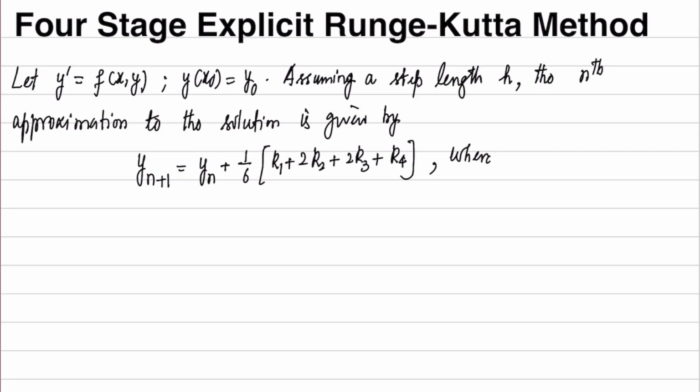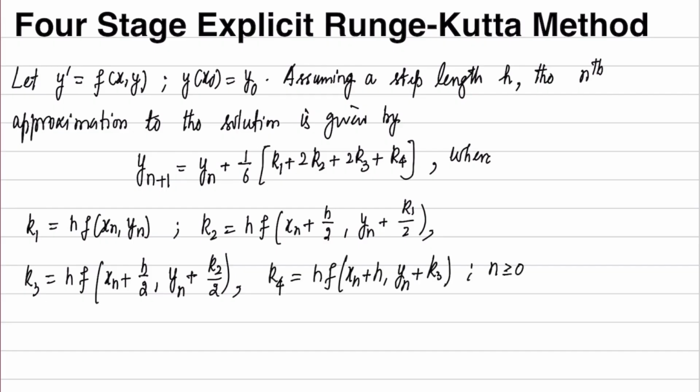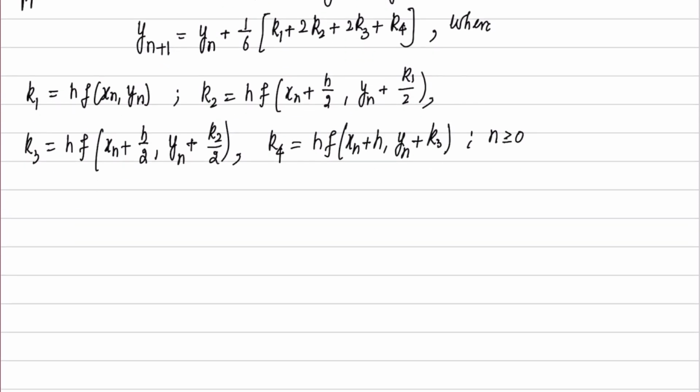Now here we have the values for k1. K1 is defined as h f(xn, yn), and there was a similar definition of k1 when we studied Euler's methods. Similarly, we define k2 as h f(xn + h/2, yn + k1/2), so the second coordinate of k2 uses k1. Next, k3 is equal to h f(xn + h/2, yn + k2/2), so again the second coordinate of k3 uses k2. And finally k4 is defined as h f(xn + h, yn + k3), where from these ki's we get y_{n+1}, with n greater than or equal to 0. So this is the basic definition of the four-stage explicit Runge-Kutta method.